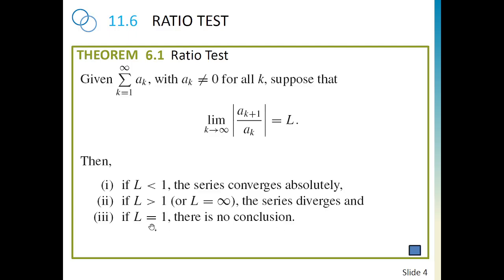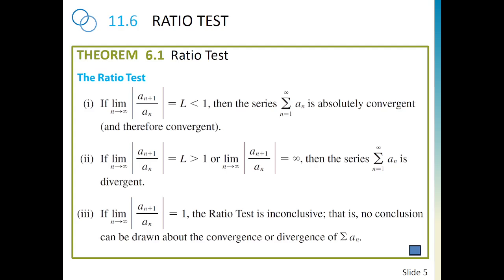Important thing is that when the ratio converges to 1, so when the limit is 1, we cannot use this test to conclude anything. We will see some examples.